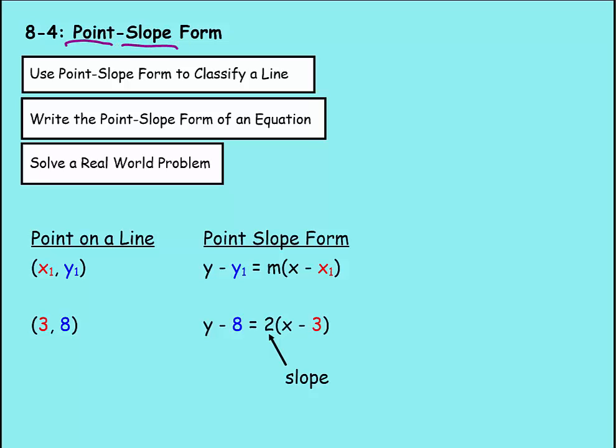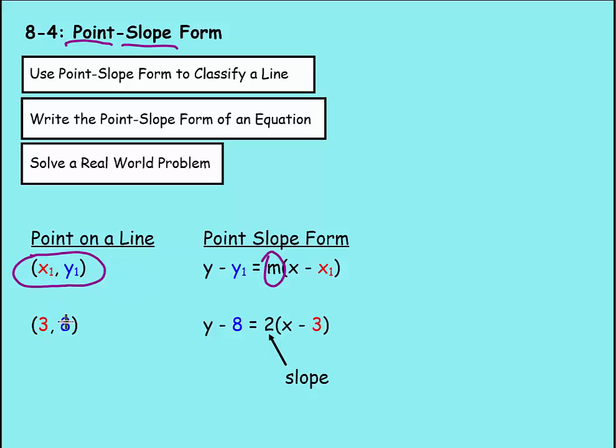So for example, if we have a point on the line that we call x1 and y1, and we know the slope that we want to use as well, we could write an equation in point-slope form for a line that goes through that point and has this slope. The equation would be y minus y1, whatever that is, equaling the slope times x minus x1, whatever x1 is.